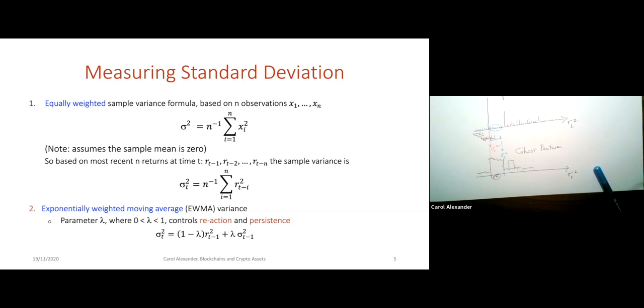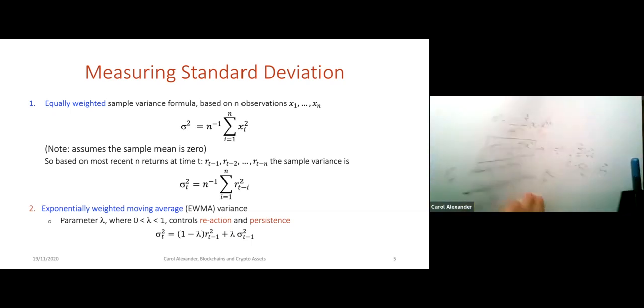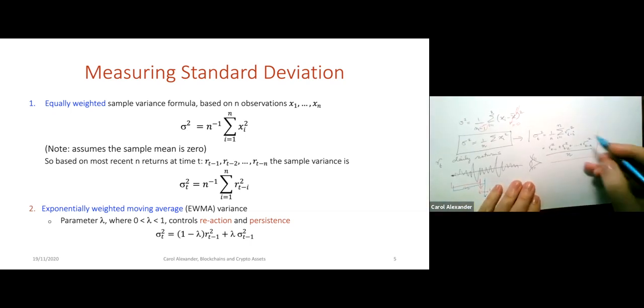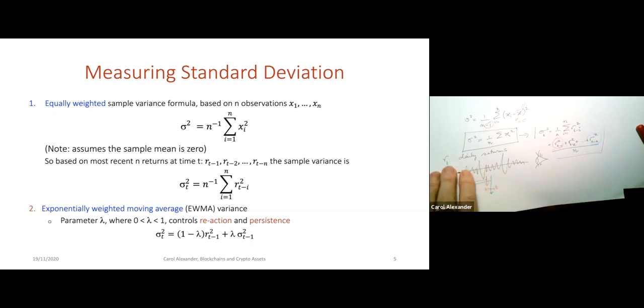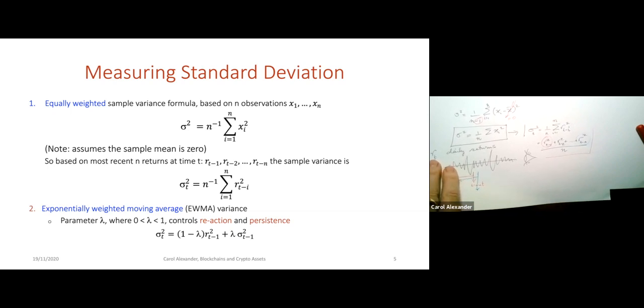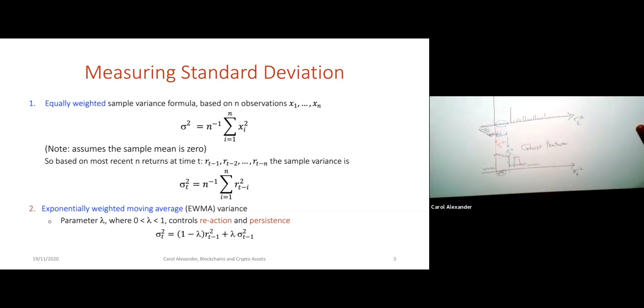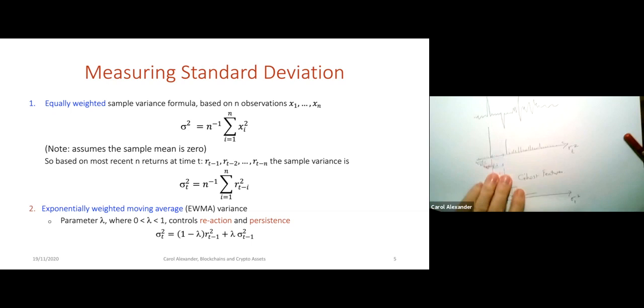And the problem really is that with this calculation, the big return comes in suddenly there, and then just before it goes out, it's here, and then it goes out of the sample. But all the time it has the same weight. It's always got equal weights. It's an equally weighted average of squared returns. So what can we do about that? Well, have a look at this formula.